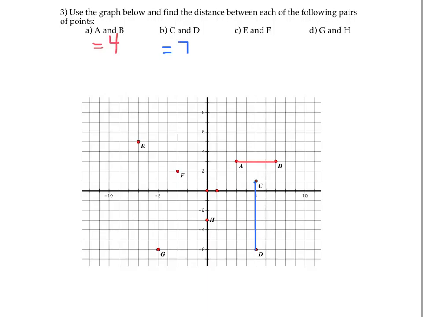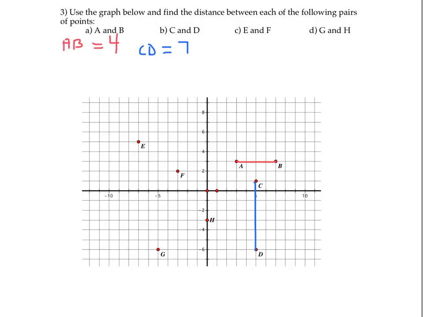Now remember, when we talk about distance in geometry, we would say AB, with no symbol for a line segment above it, equals 4. That means the length of line segment AB is 4. The length of line segment CD equals 7.